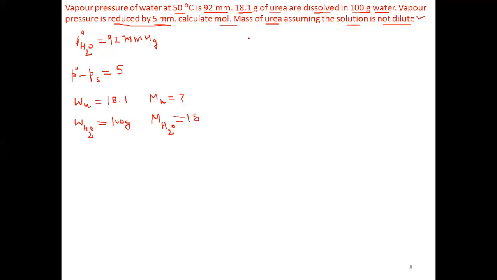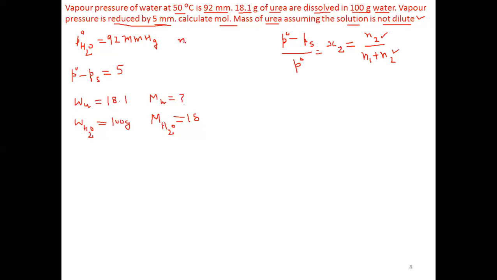Again we will use the relation given by Raoult's law: P naught minus Ps divided by P naught, which is the relative lowering of vapor pressure, is equal to the mole fraction of solute, given by X2. 2 denotes the symbol for solute. X2 means number of moles of solute divided by number of moles of solvent plus number of moles of solute. Now we need the values of N1 and N2.